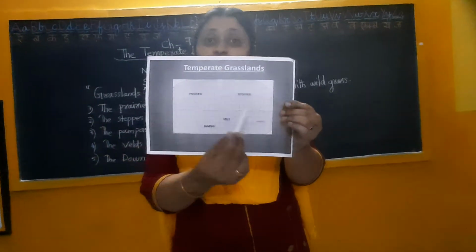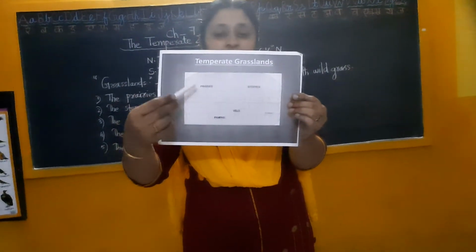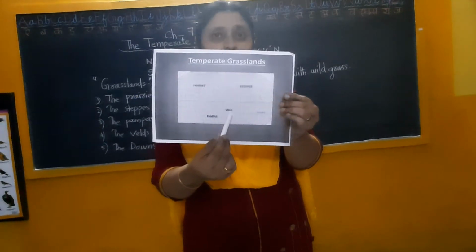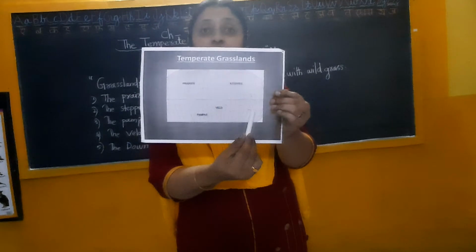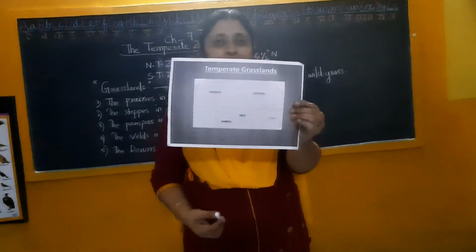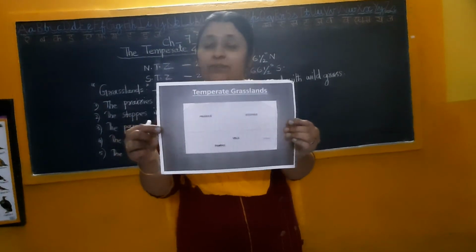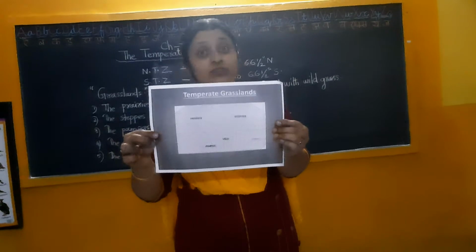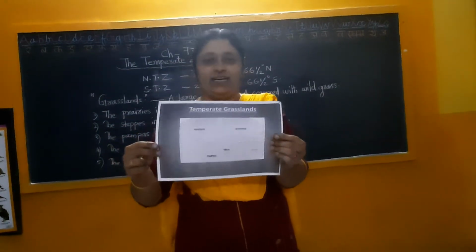These names you have to learn, that is very important. Prairies in North America, Pampas in South America, Veldt in South Africa, Steppes in Russia, and Downs in Australia. So these are the five grasslands in the temperate zone. In the north temperate and south temperate zones, these are the five important grasslands.